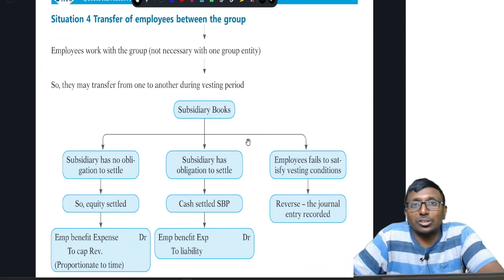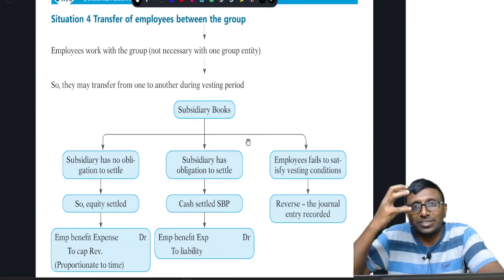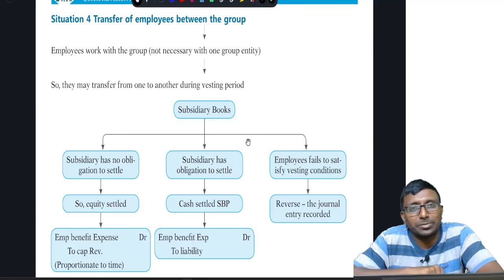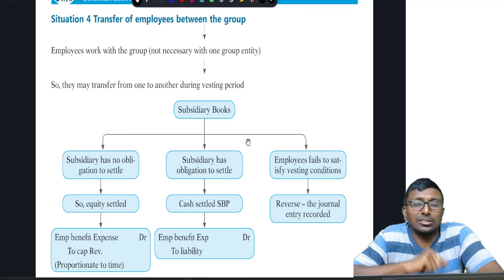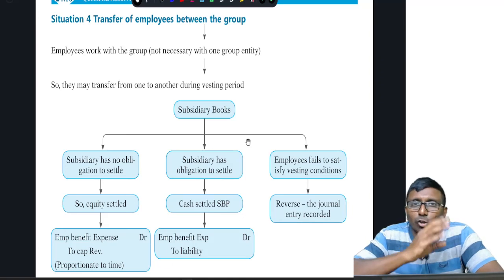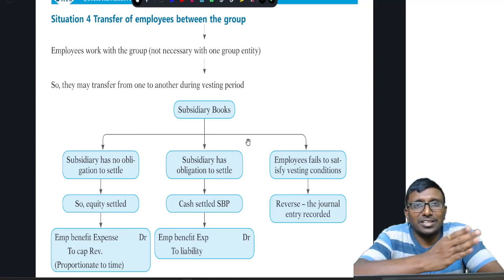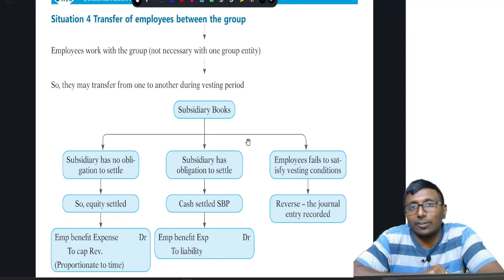Okay. Situation number 4. Yeah, transfer of employees among the group. Okay, it's a group company. I may be having 10 subsidiaries. Suppose sometime what happens, if you work with subsidiary A for 2 years, you may be within the group for, say for example, 3 years. You may be 1 year in subsidiary A, 1 year in subsidiary B. One year if you work also, no problem. You are entitled for this.